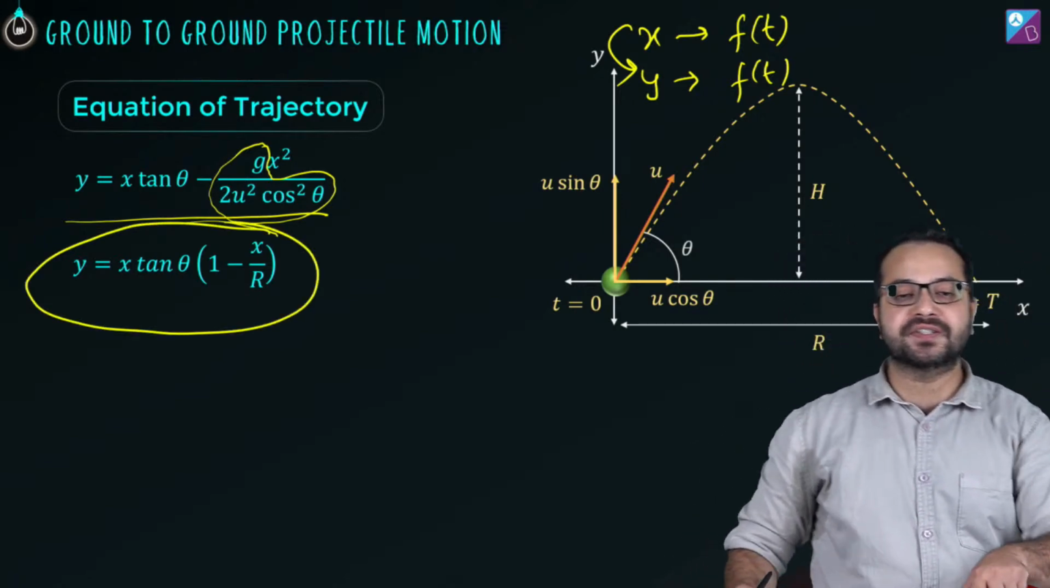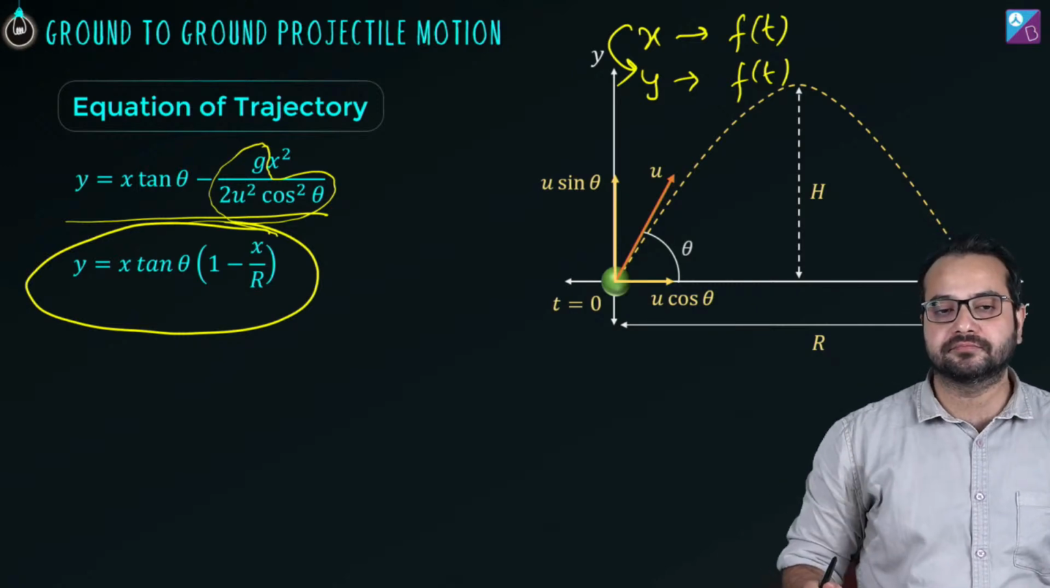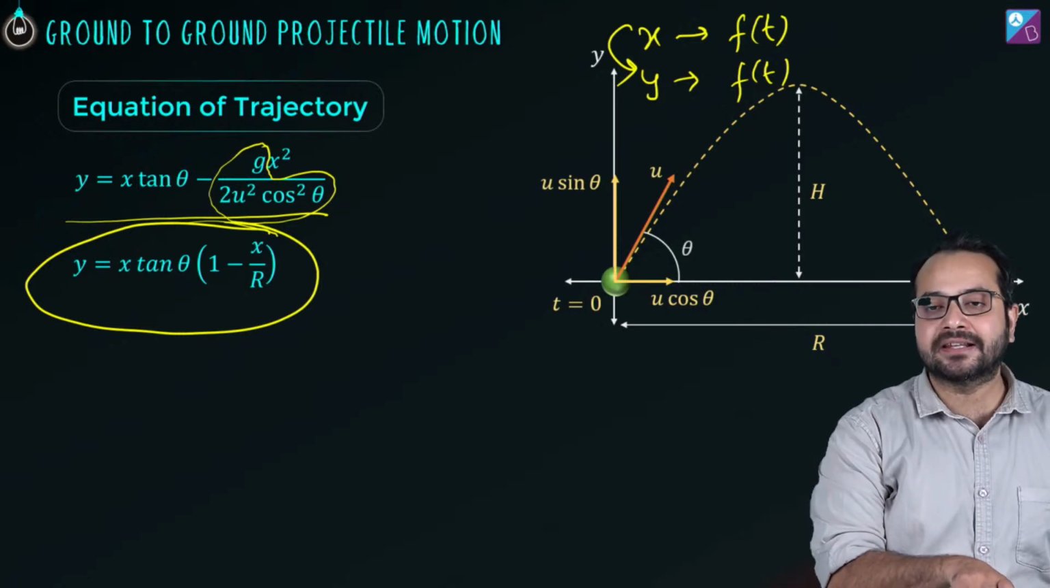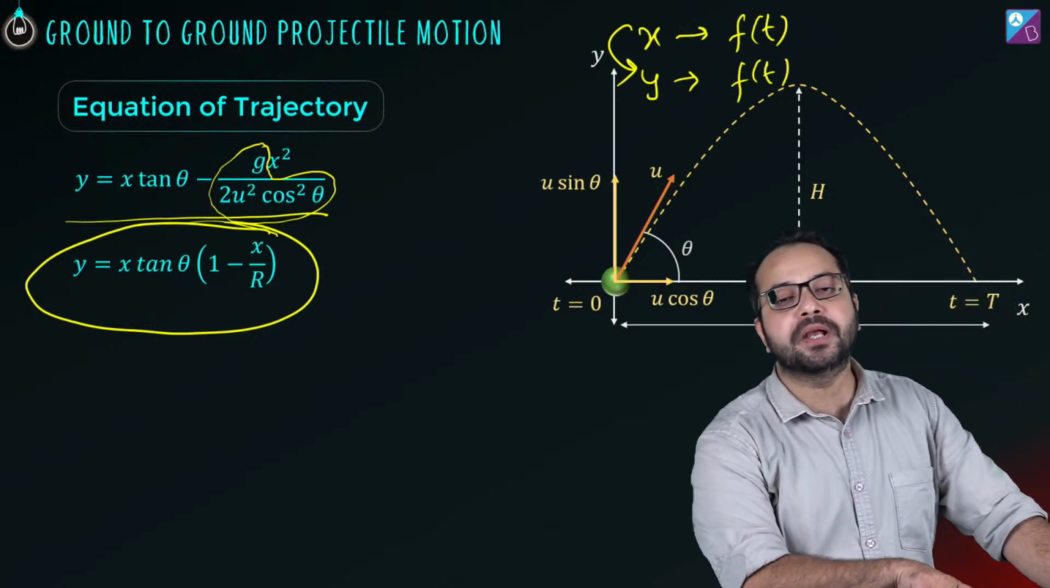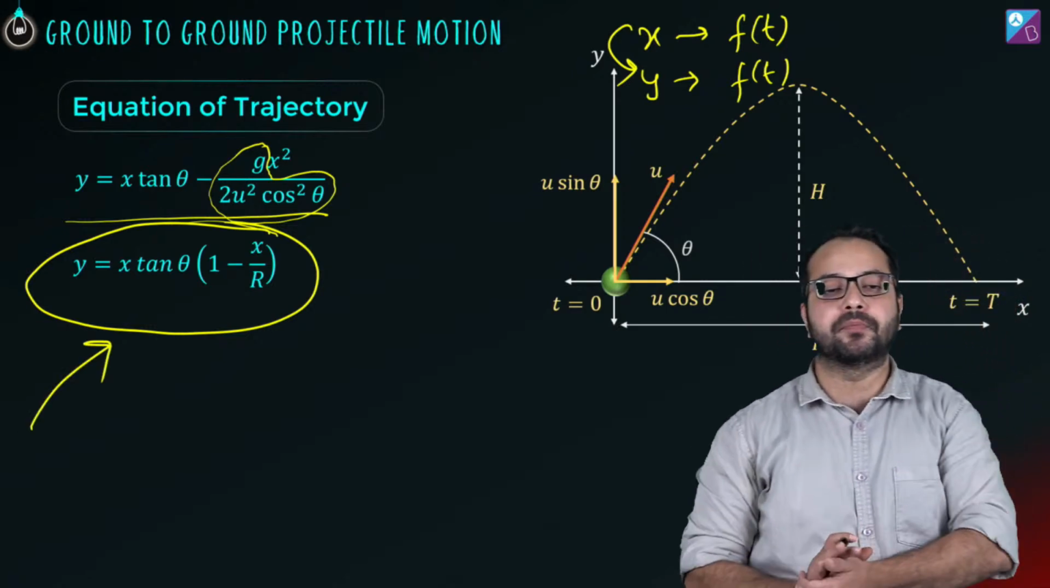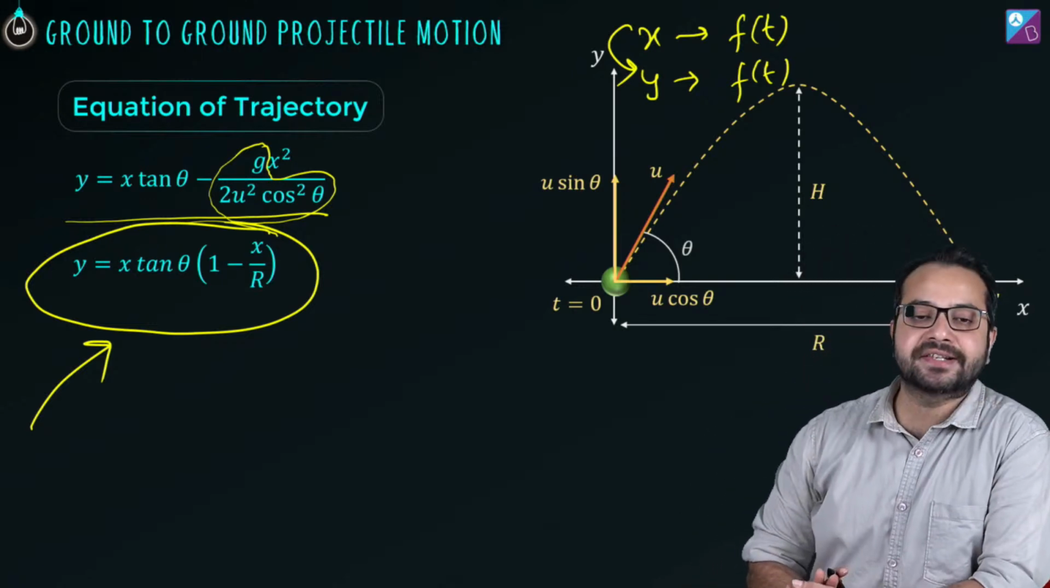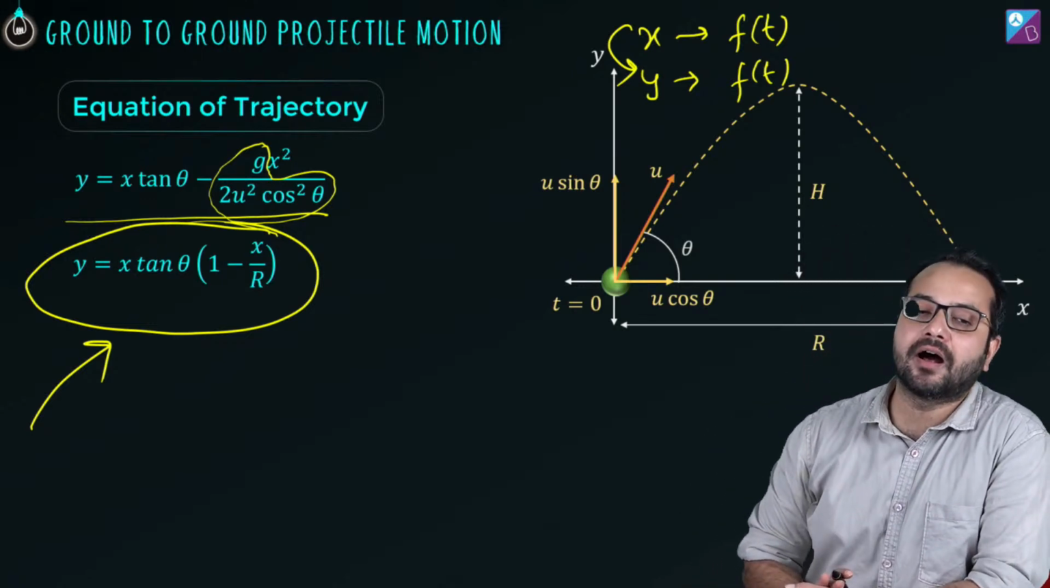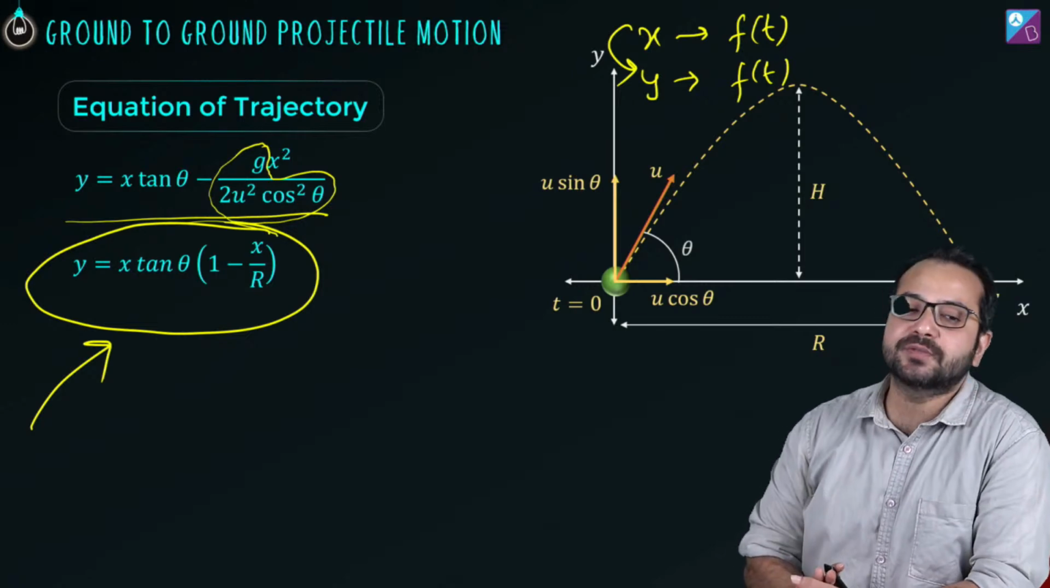तो इसमें से इफ यू जस्ट टेक एक्स टैन थीटा कॉमन, ये जो आएगा दिस विल बिकम 1 माइनस एक्स अपॉन आर. नाउ दिस इज अ बेटर फॉर्मूला टू रिमेंबर. y is equal to x tan theta into 1 minus x by r. This is easier. This is much easier.